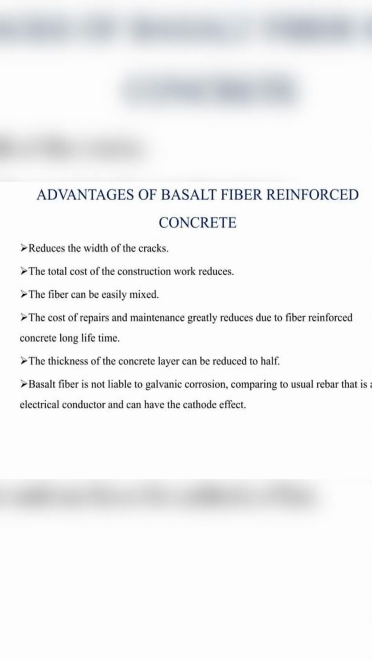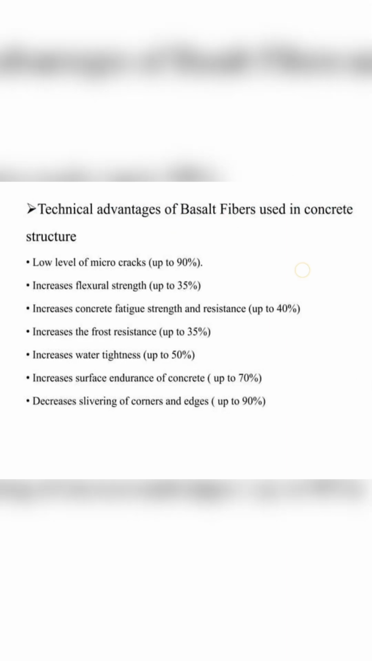The advantages of basalt fiber reinforced concrete are that it reduces the width of the cracks and the total cost of the construction work is reduced. The fibers can be easily mixed and the cost of repairs and maintenance greatly reduces due to fiber reinforced concrete for long lifetime. The thickness of the concrete layer can be reduced to half, and the basalt fiber is not liable to galvanic corrosion compared to usual rebar, which is an electrical conductor and can have the cathode effect.